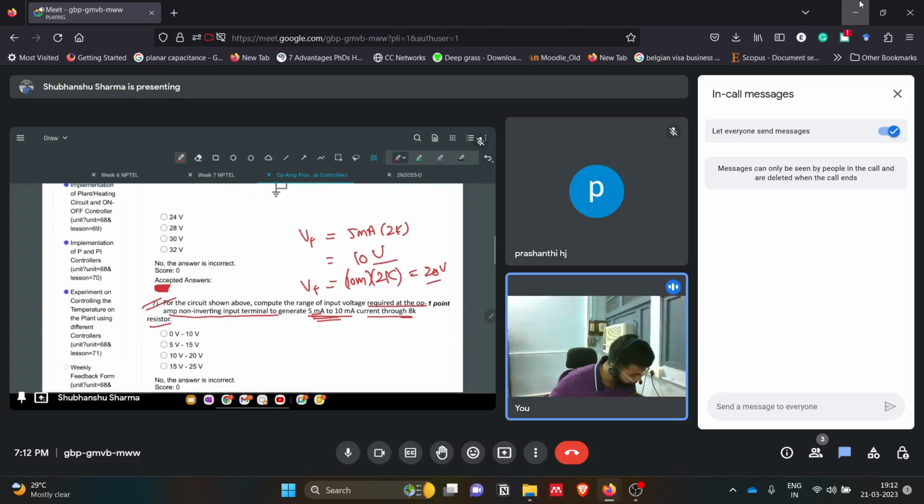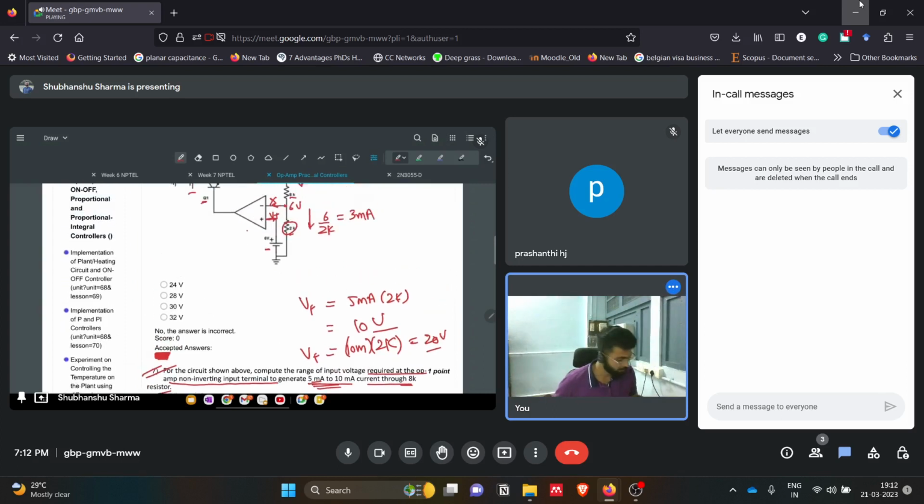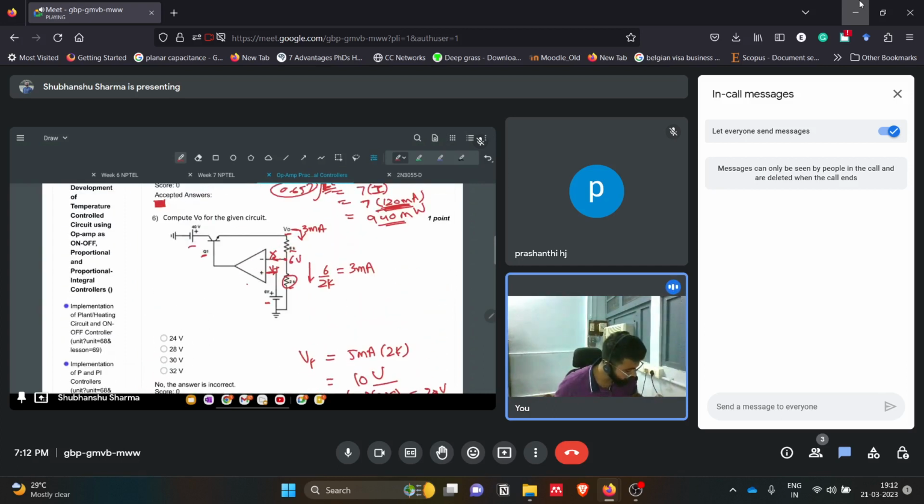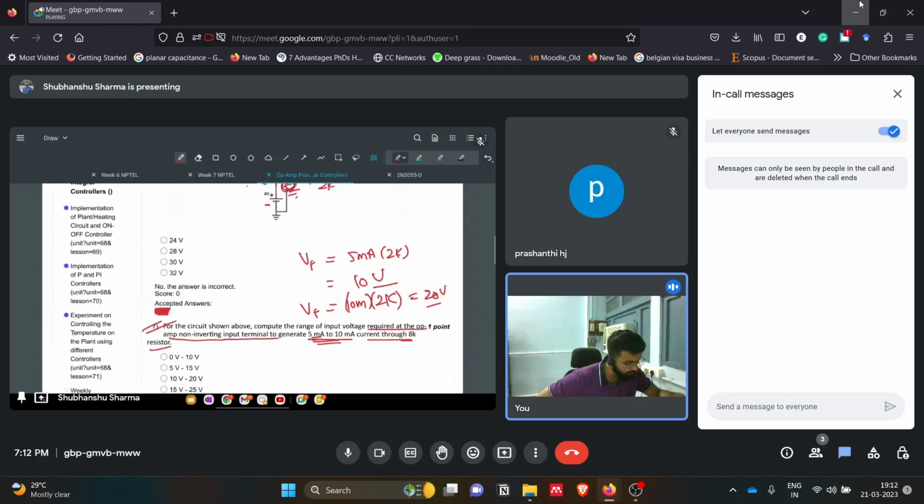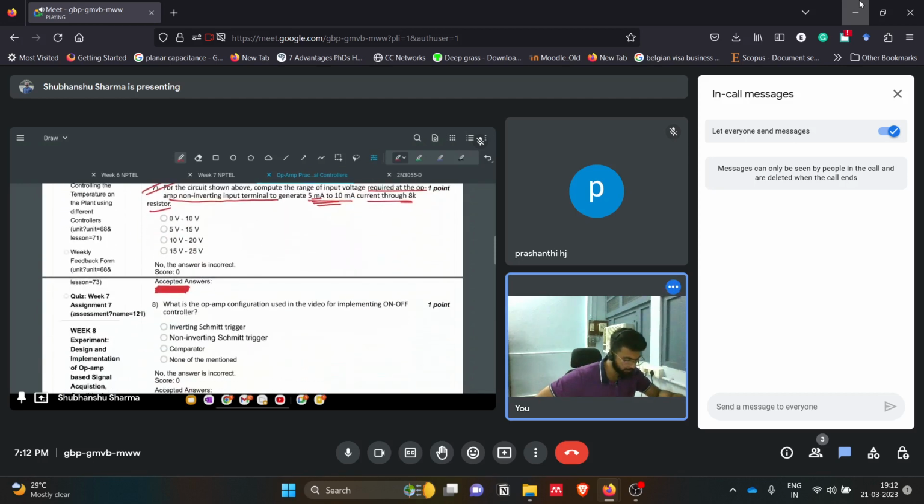So we can solve this also. We know the current across this resistor, and we have to find this voltage V plus, that is the non-inverting terminal voltage of this op amp. Based on that, we can calculate it from the current flowing through this 2 kilo ohm resistor.